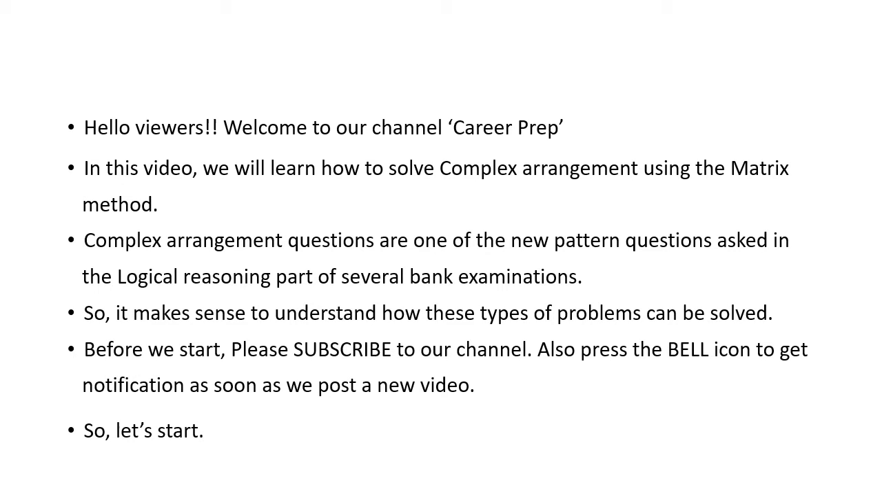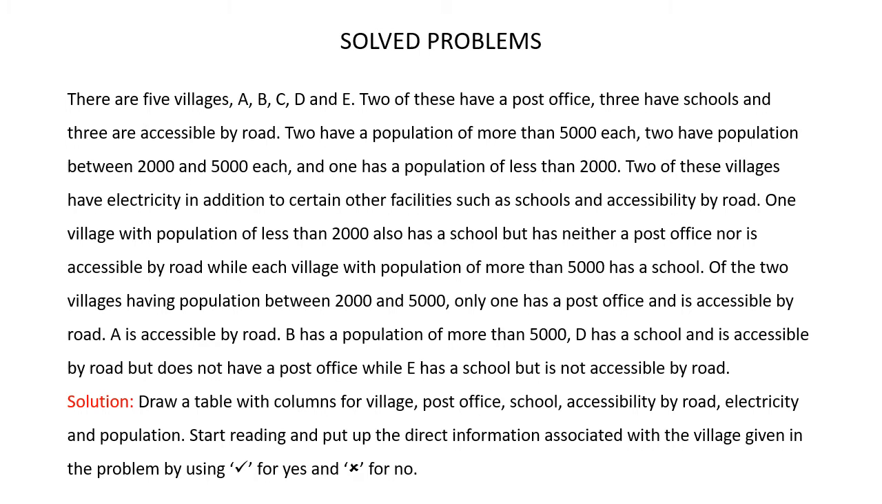So let's start. There are 5 villages A, B, C, D and E. 2 of these have a post office, 3 have schools and 3 are accessible by road. 2 have a population of more than 5,000 each. 2 have a population between 2,000 and 5,000 each, and 1 has a population of less than 2,000.